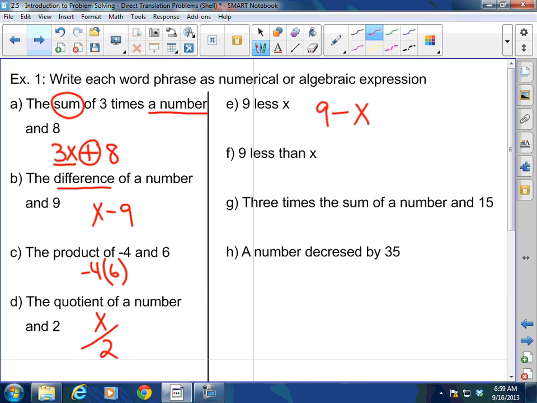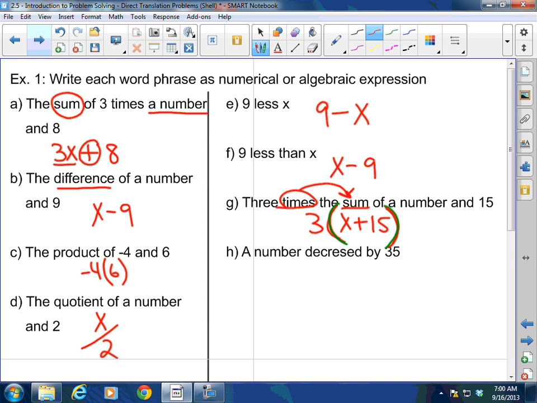How about 9 less than x? Remember, less than means switch. Good. Let's switch it then. X minus 9. Hope you guys got those right. Or ladies out there. 3 times the sum of a number and 15. Because 3 was being multiplied to the sum. So when we're talking about something being multiplied to a sum, you have to encapsulate that sum with parentheses.